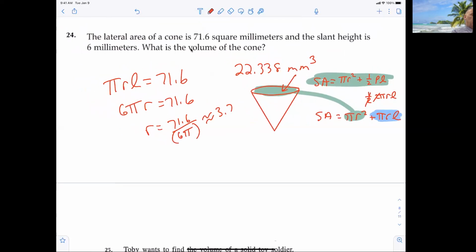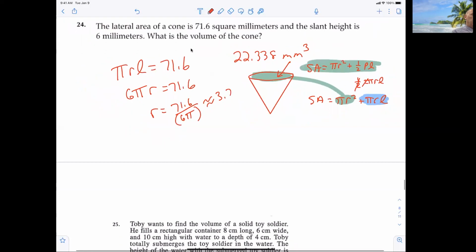So now we have to come up with the volume of the cone. Volume is equal to 1/3 pi r squared times what, though? Times the height of the cone. That's why this is such a good problem. Do we know the height of the cone? No. How do I find the height of the cone?